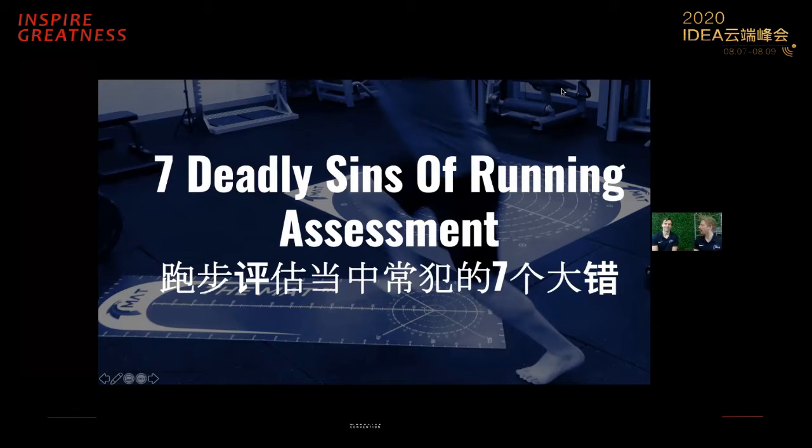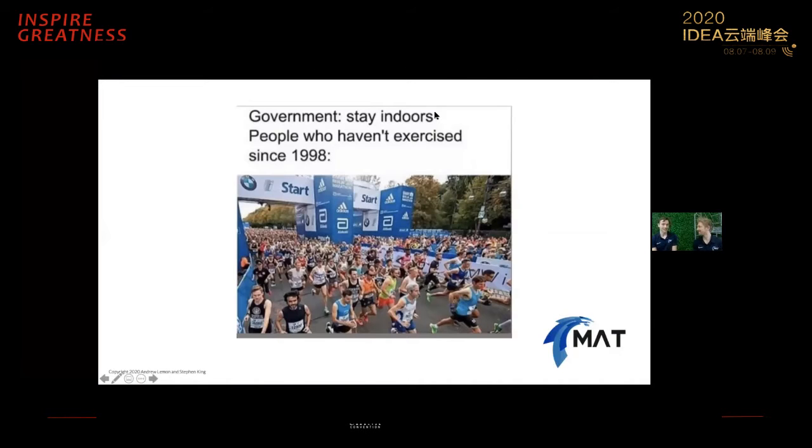Andrew, tell us a little bit about running assessment. Well, I think, Stephen, before we get into discussing running assessment, one of the things that we first need to talk about is how important it is to assess runners in the modern world.